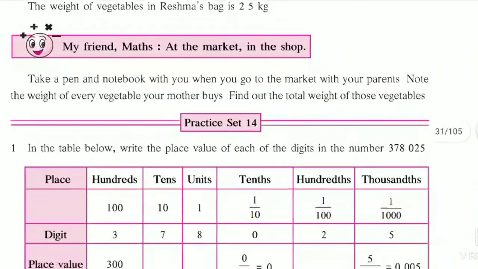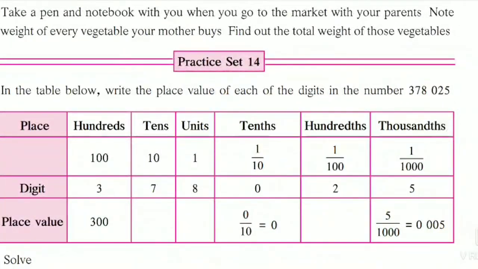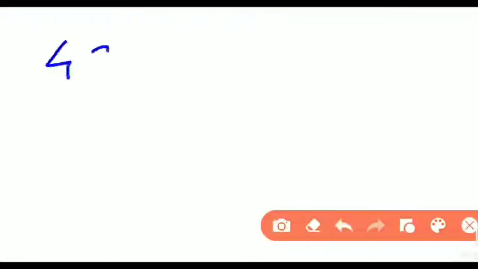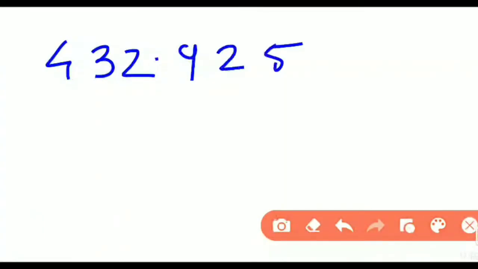Now, before starting practice set number 14, just recall the points that you have studied in the last standard, that is the place values of a number, but now we are learning the place values after the decimal point. For understanding the place values of a number, I will write one number here, suppose 432.925.